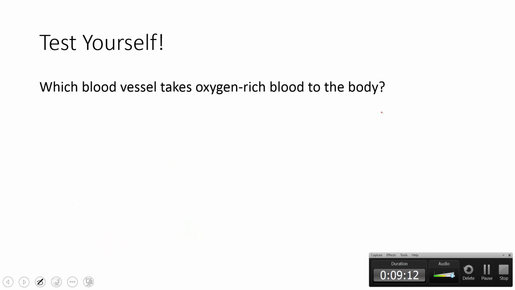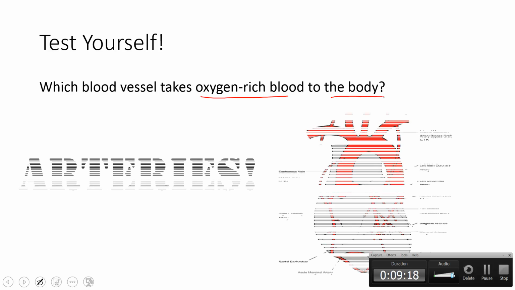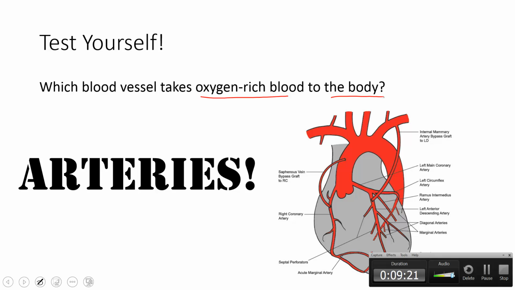And finally, which blood vessel takes oxygen-rich blood to the body? So, away from the heart. If you guess arteries, you're absolutely correct. So, arteries are the ones that take blood away from the heart because it's full of oxygen in order to be used by the body.